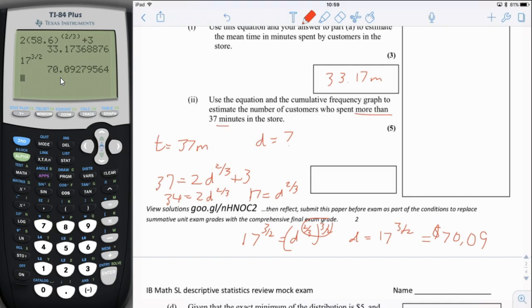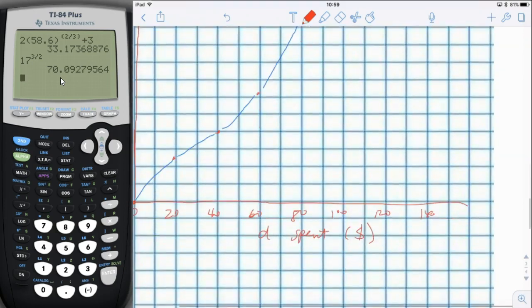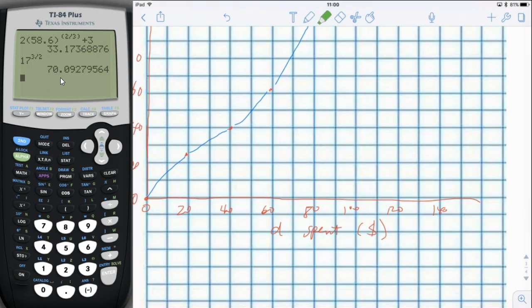Okay. But they want to know the number of customers who spent more than 37 minutes in the store. We just found out that the customers who spent 37 minutes in the store spent $70.09 in the store. Is it more or less? Well, if you look at the relationship between dollars and time, you know that both increase. So the number of customers who spent 37 minutes or more in the store means the number of customers who spent $70 or more in the store. So now when we go down to the graph, we find 70.09 dollars, right?